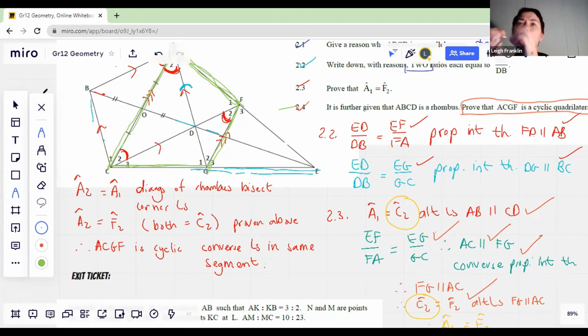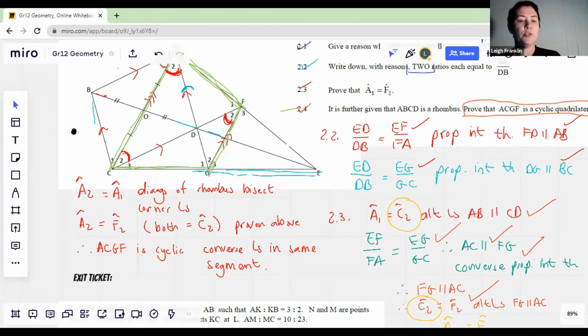Do you understand that we've got to use converse exterior angle of cyclic quad, or converse opposite angles of cyclic quad are supplementary, or converse angles in the same segment to prove a quad is cyclic? Do you understand that? Yes, ma'am. That's okay. So is it just making the connections in this particular diagram that were difficult for you? Yeah. Okay. All right. No problem.